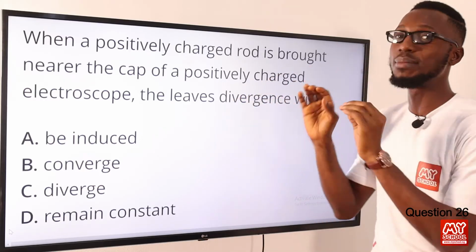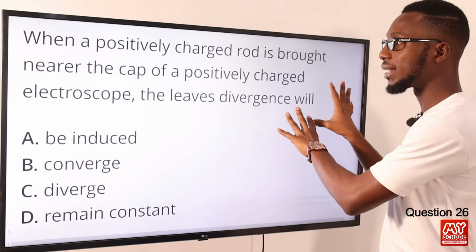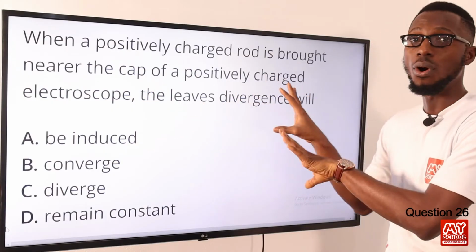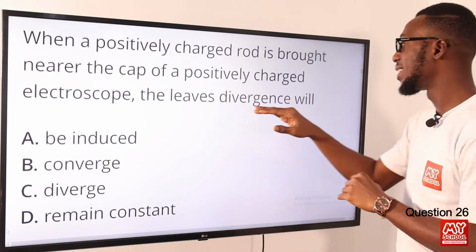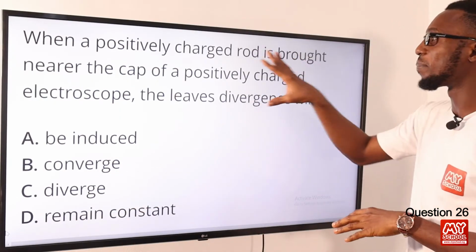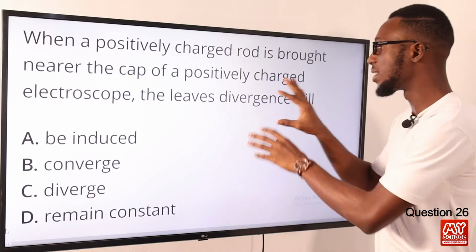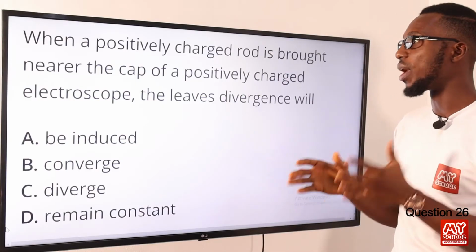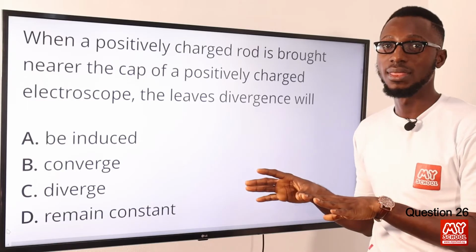When the same charge is present on the rod that is being brought near the cap of the electroscope, what you will notice is that the divergence will increase. So that is, the divergence will diverge further. We have a positively charged rod brought near the positively charged electroscope. Of course, the divergence will diverge further. So that is what we are looking for right there. The correct option here is option C.